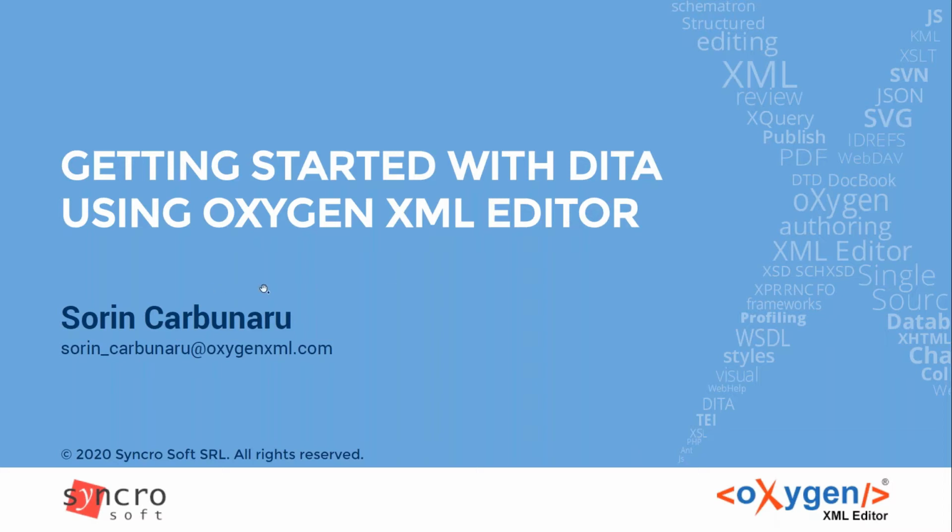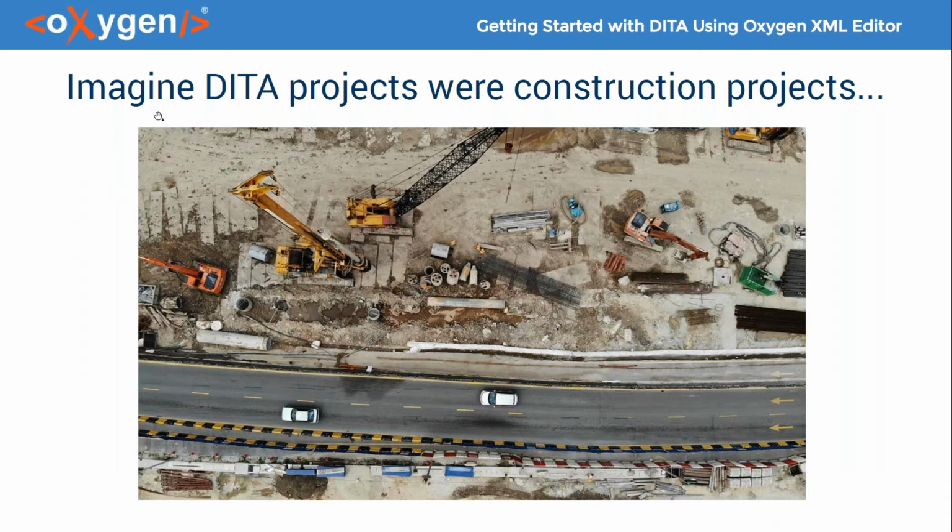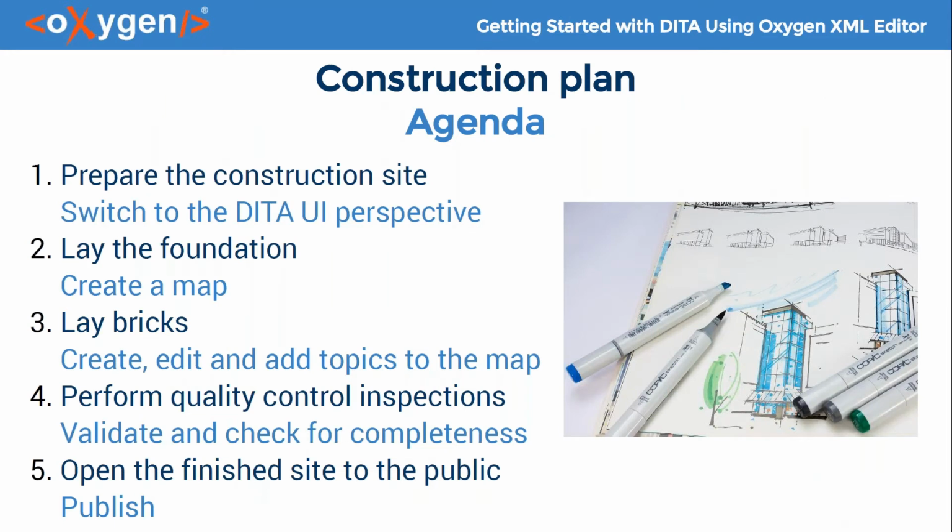And for today's webinar, we're going to imagine that DITA projects were actually construction projects, and we will make this analogy. And having that in mind, our agenda for today actually becomes a construction plan. We're going to create a small DITA project, and we will take these 5 steps that you see on the screen. We will start by preparing the construction site, that is switching to the DITA UI perspective and customizing it a bit.